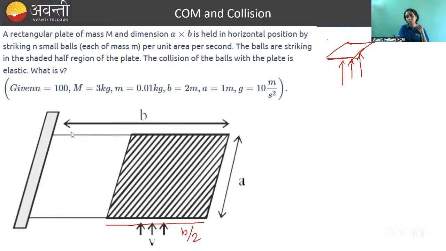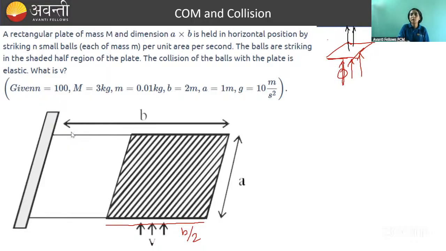Whatever bullets are striking it, it is colliding with the rectangular slab. During collision, it is applying force on the slab in the vertically upward direction. And the slab will also provide force to the bullet in the vertically downward direction, and so the bullet will come down after collision like this. Okay? But in total, what is happening? Because n bullets are striking per second, there is a force acting on it.